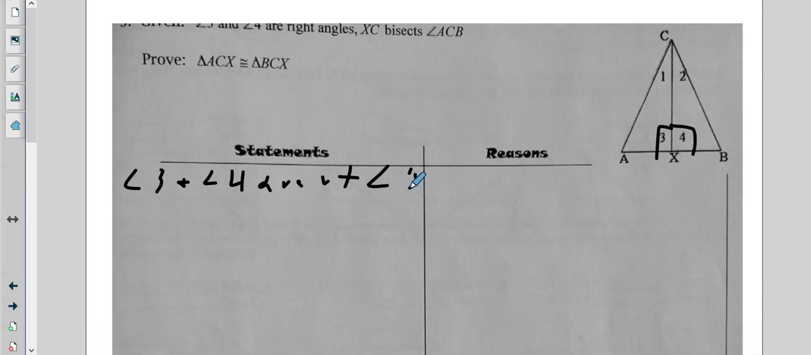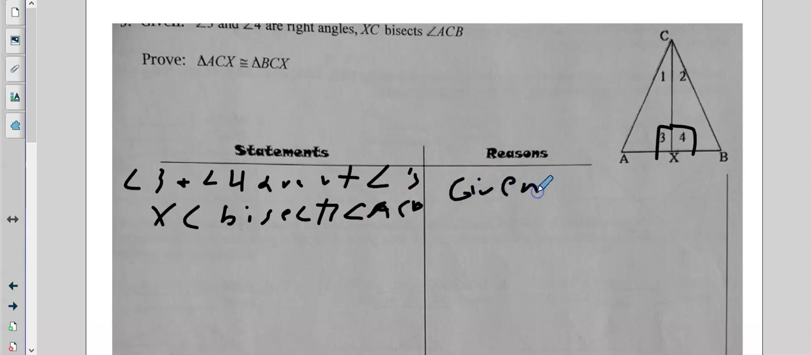It also says XC bisects angle ACB. That's given. All right, so XC bisects ACB, that's up here, I'm exaggerating again. That means angle 1 and angle 2 are equal.